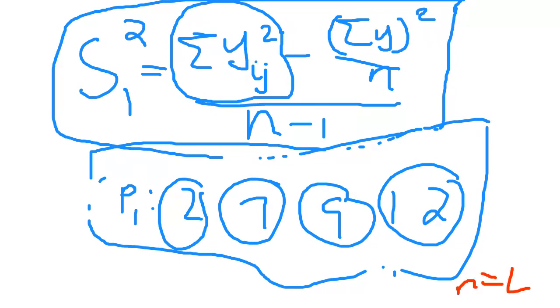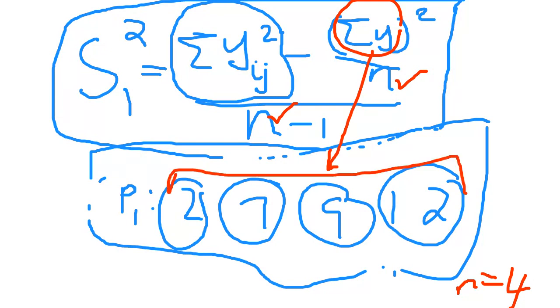So you have your n, so this part is covered. This one, you sum all the 4 values first. From there, you square them. This is a first year thing, isn't it?